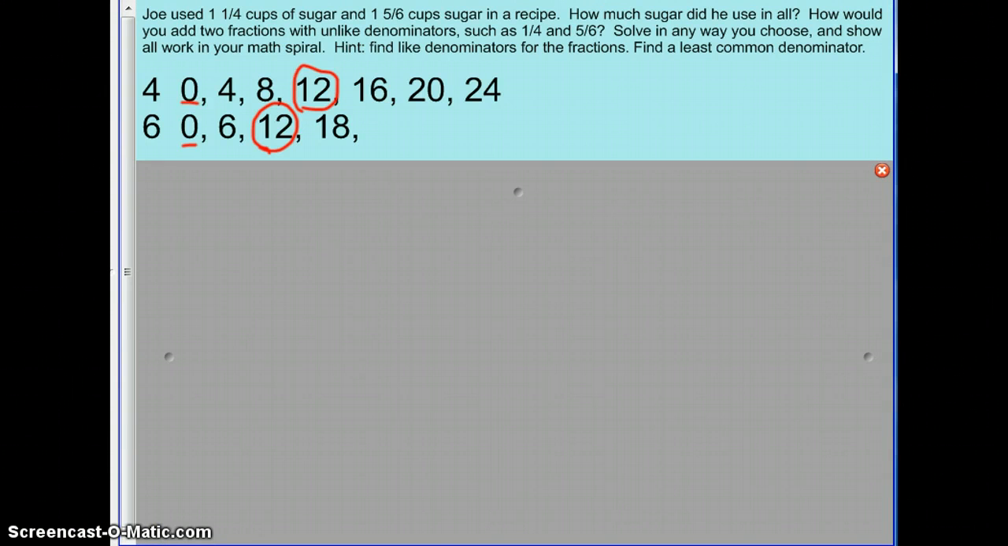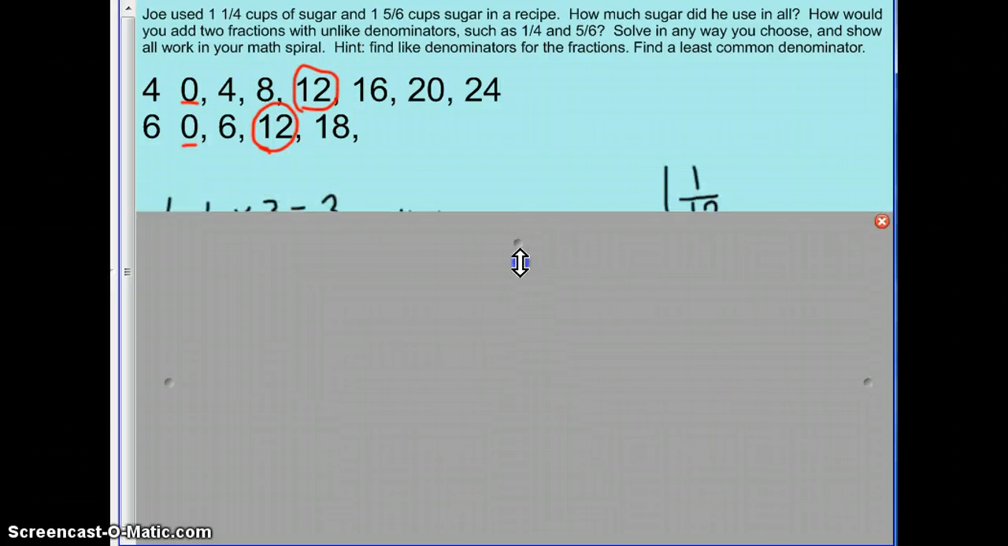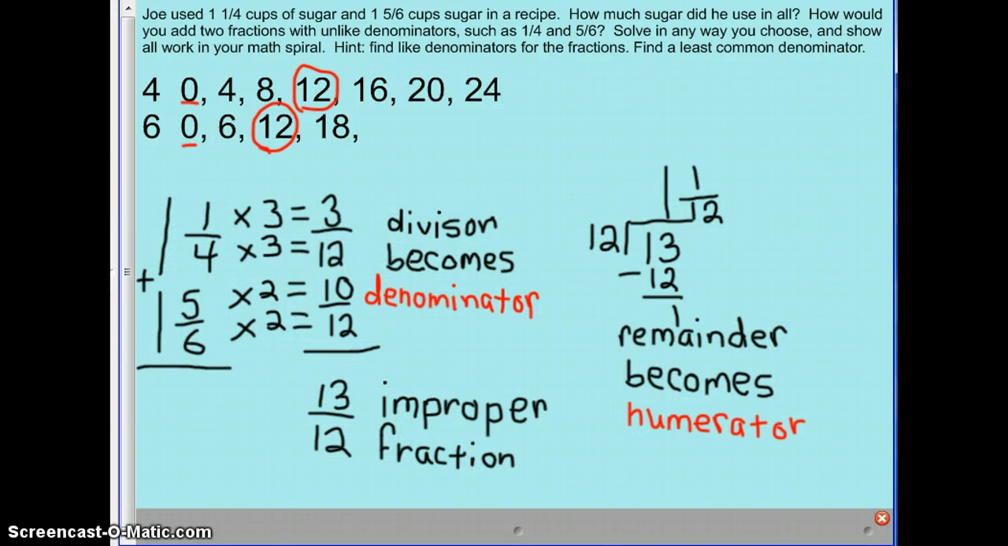Okay, so I found multiples of 4 and 6. Then I found the common ones. Of course, the least common one is 12. I hope that's what you got. Then I don't worry about my whole numbers just yet. I take my denominators just like I did with the fractions, and I have 1/4. 4 is across from 12, which is my least common denominator. 4 times what gives me 12? Well, that answers 3, so denominator and numerator, write it down.